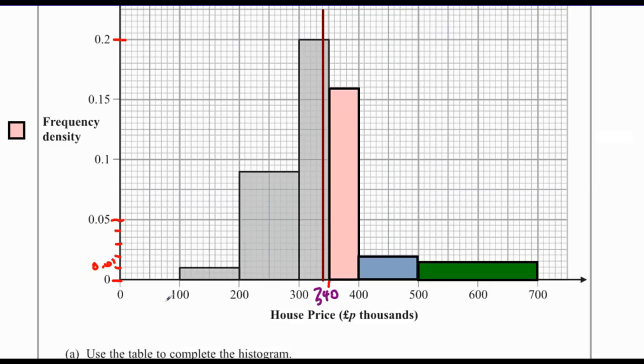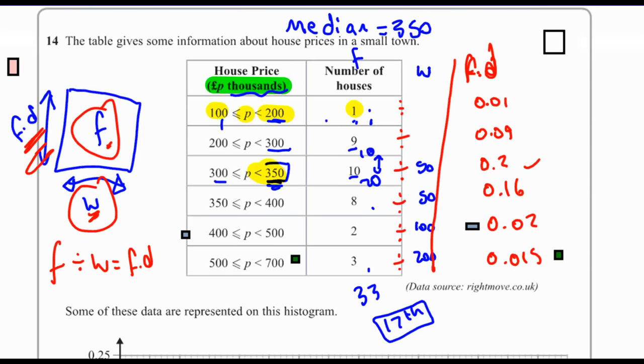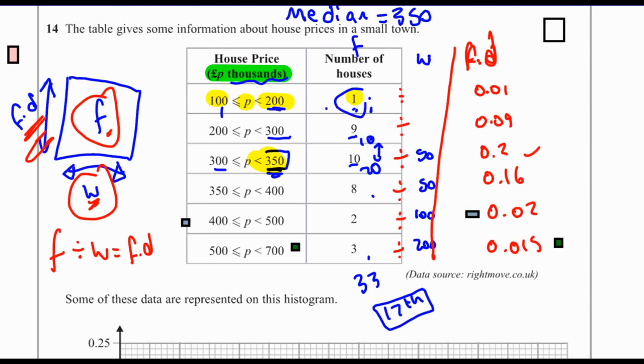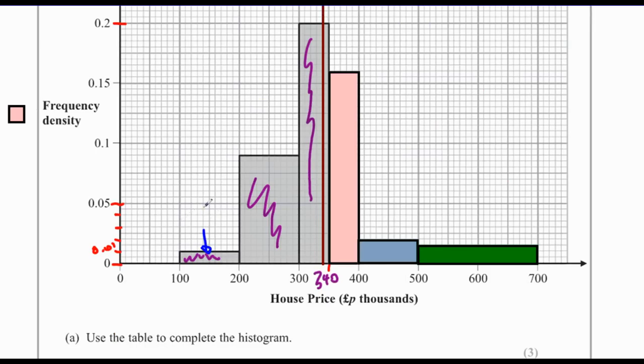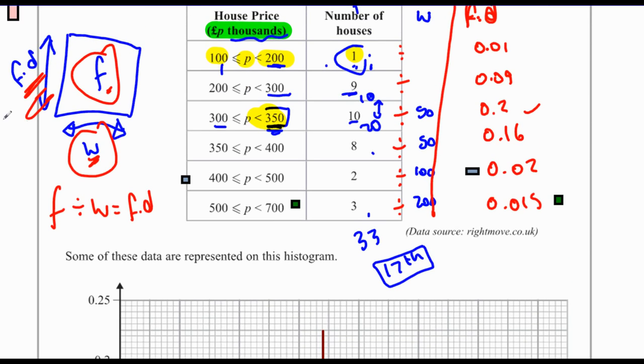Okay, so we want to know how many are less than that. So what we want to do is work out how many values are here, here, and here. Now remember that we said area of a histogram represents how many are there. If we want the area of this one, we can just think about from the table that means one house. So that's 1. Second one, let's look back at the table, and that represents 9 houses.